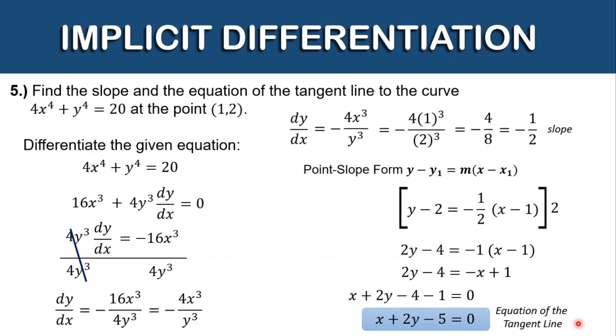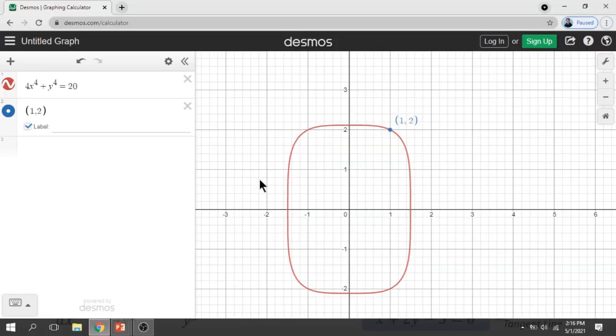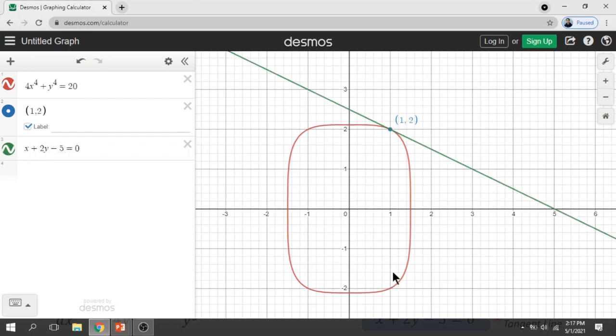So, papaano natin malalaman if this is really the equation of the tangent line? So, titingnan natin dun sa na-visualize natin kanina. So, kailangan yung point na 1, 2 na na-plot natin kanina doon sa Desmos ay part siya ng ating tangent line. So, tingnan natin. Let's go back to our graph. So, type lang natin dito yung equation ng tangent line na nakuha natin. We have x plus 2y minus 5 equals 0. So, here it is.